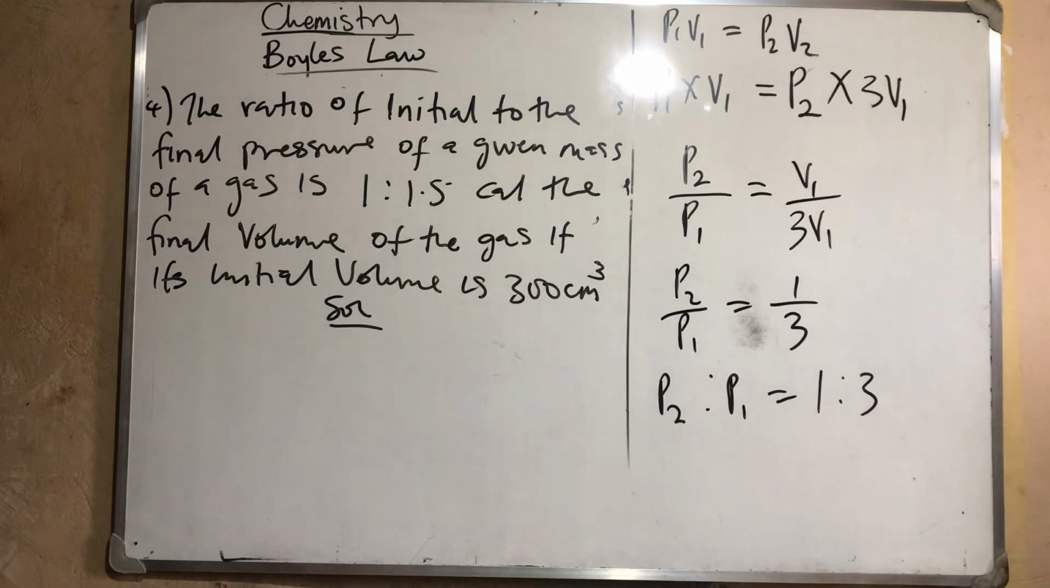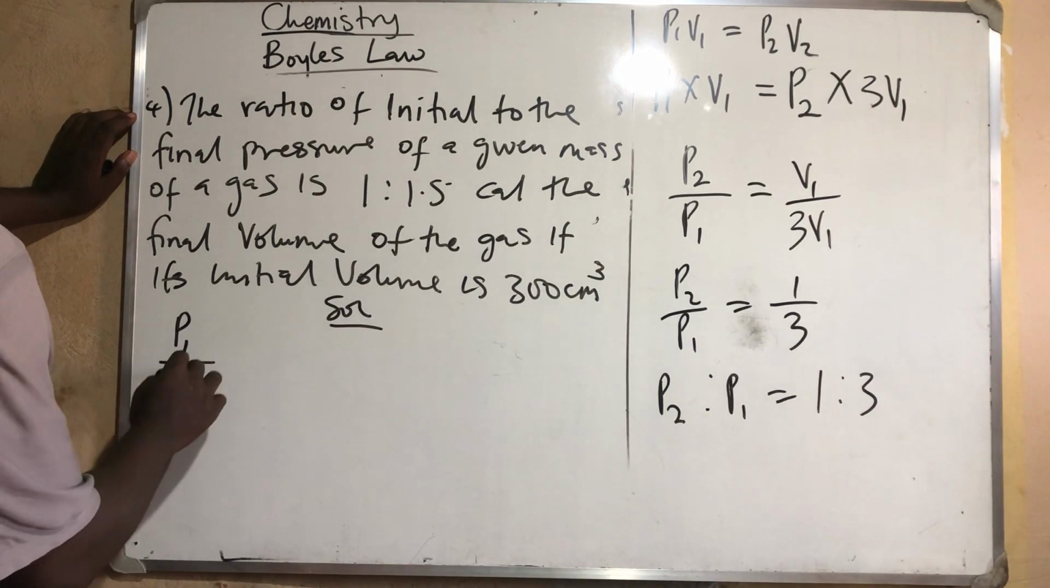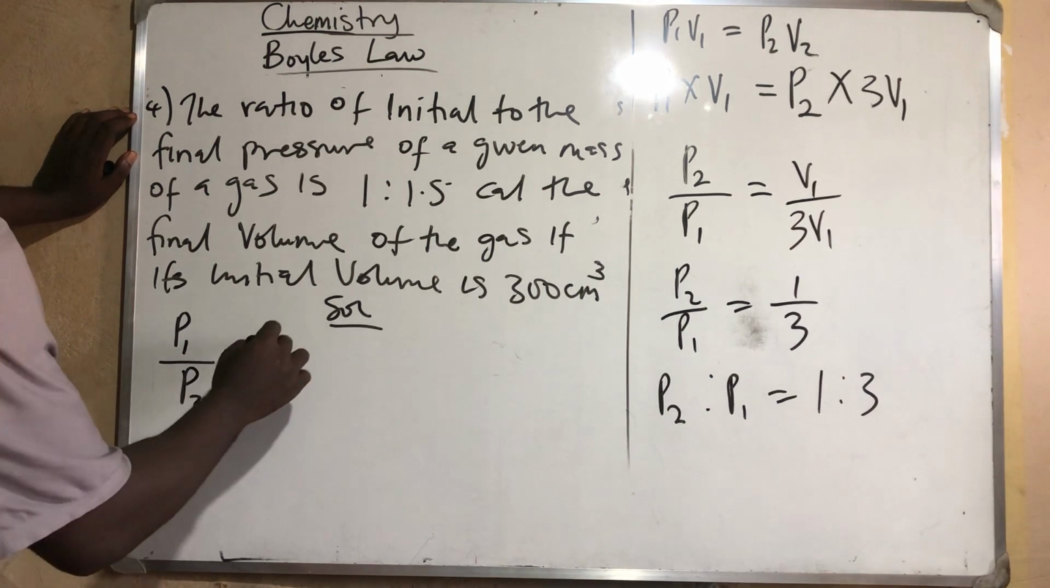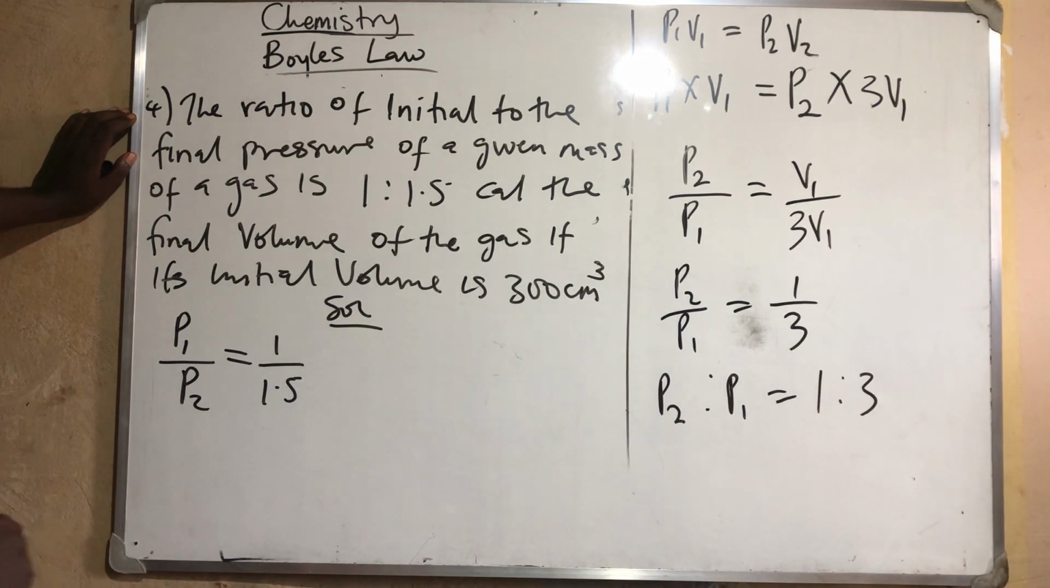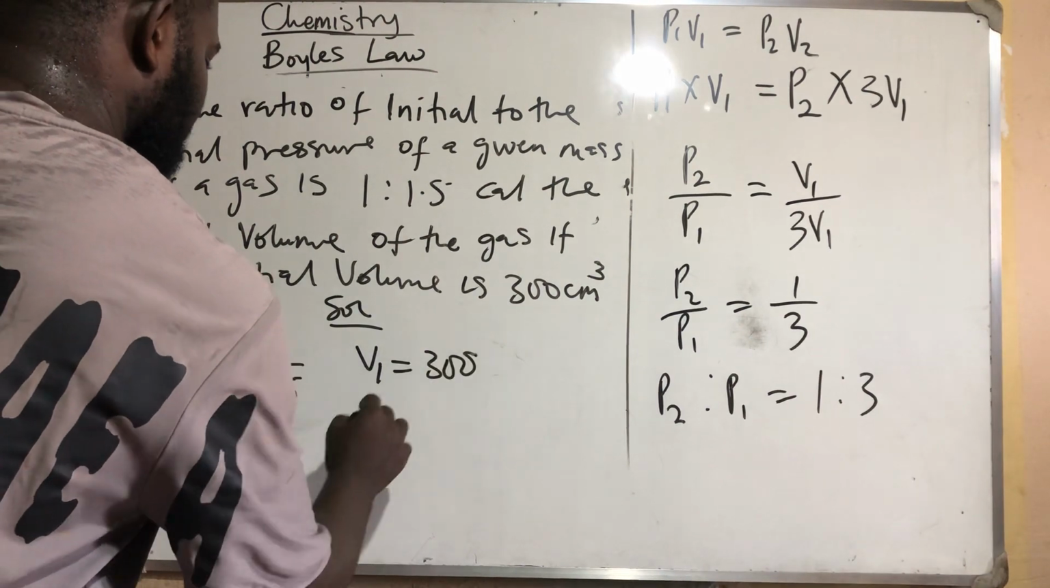They say that the ratio, that is P1 over P2, means ratio. This is the initial to the final. That is 1/1.5. You're getting it now. So which means my P1 is going to be 1 and my P2 will be 1.5. Then my V1 is what? 300. So we need my V2.